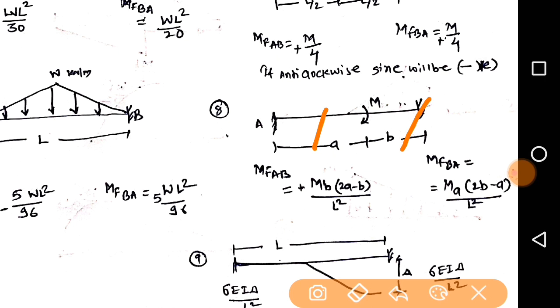In the previous case we considered that it was acting at the center, so it was M by 4, but in this case it will be M into B. This M is the moment, this B is the second distance, into bracket 2A minus B, divided by L square. In the second case it will be M A, the opposite: M A into bracket 2B minus A, upon L square.